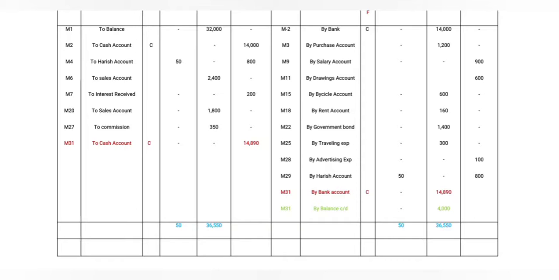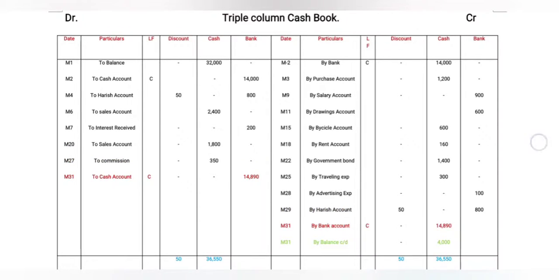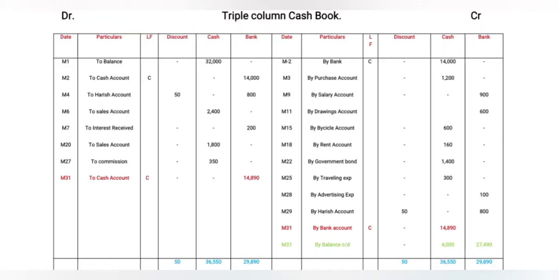Now we are going to balancing both sides. We are already balanced. Why? Because after we deposited the amount, it is 36,550 and it is 36,550. According to the given problem, the balance carried on is 4,000. This amount is transferred to next month. Now we go to the bank column also. The bank column is the debit side. The total amount is 14,000 plus 800 plus 2,000 plus 14,890 rupees. It is equal to 29,890 rupees. This amount is written on both sides, debit and credit side.